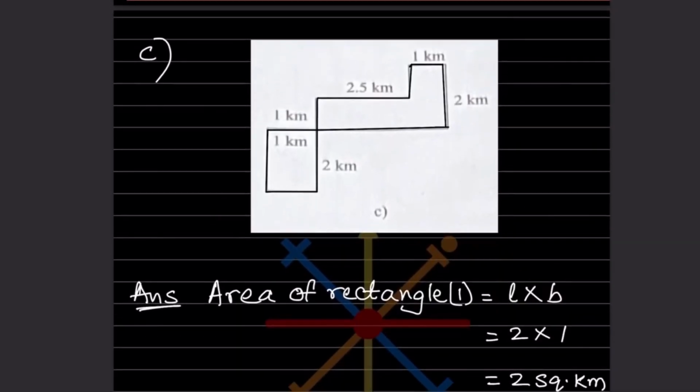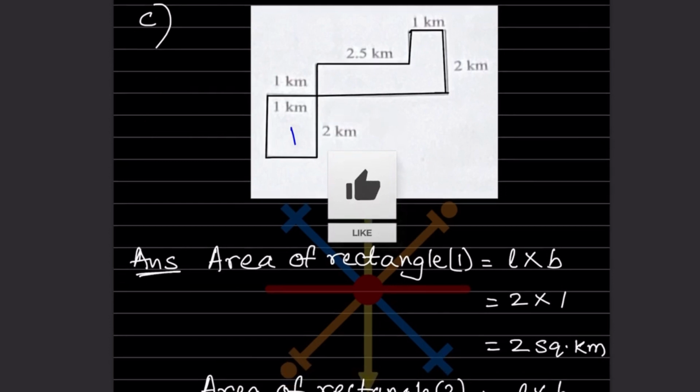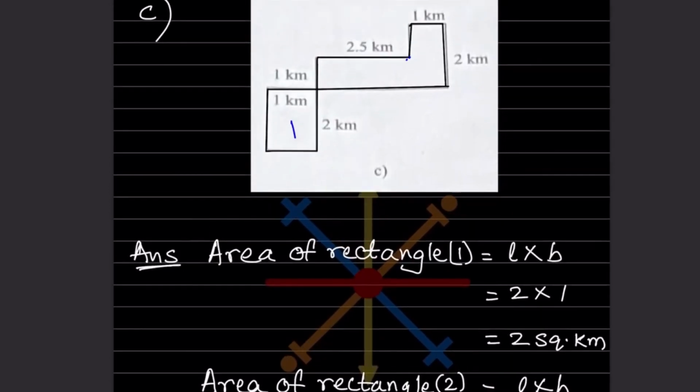So the next one here, now look at here, we can make it 2. This is 1. So here what we can do, this will be 2 and this is going to be 3. So now what will we do here? Now look at here, this is a rectangle because this is 2 and this is 1. So we can write here area of rectangle 1 is length into breadth. So length is 2 and breadth is 1. So that will be 2 square, because this is in kilometer.